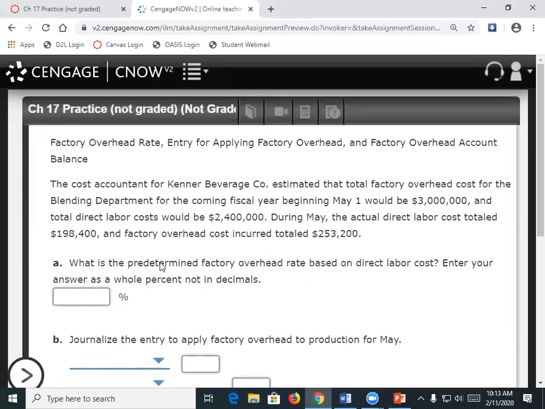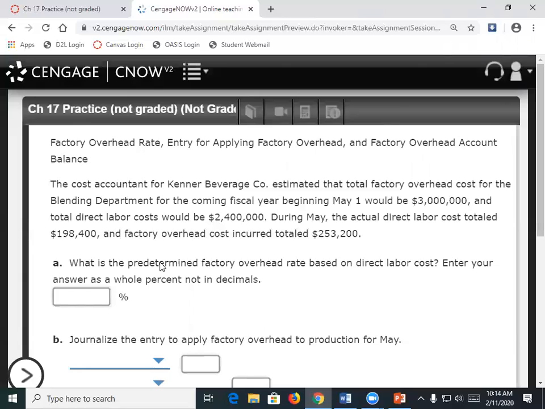So this one's just dealing with factory overhead rates. Again, we're applying factory overhead in this chapter, same as we did before. We have a predetermined overhead rate, usually based on direct labor, but now we have to apply it to more than one work in process. In our example, we had mixing and packaging, so factory overhead is going to be applied separately to each of those work in processes. This one's just kind of a review from last chapter, really, so we're going to go over it.